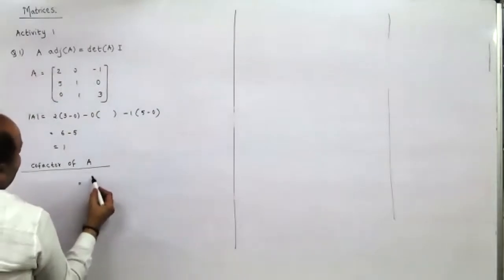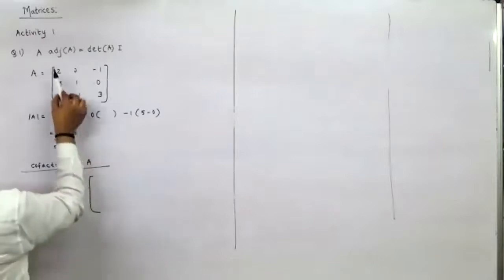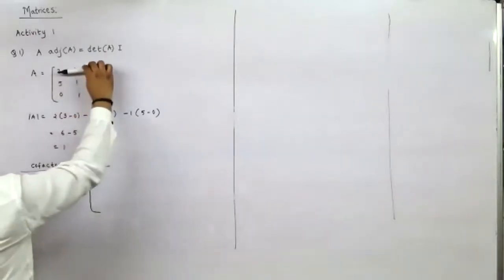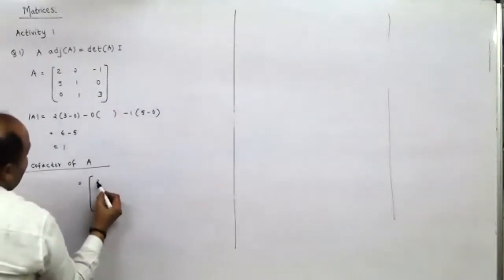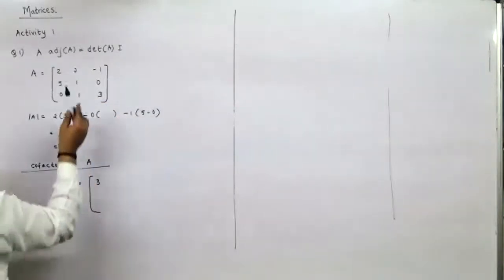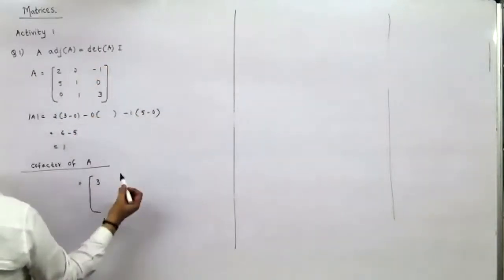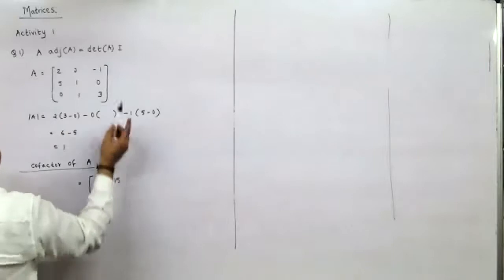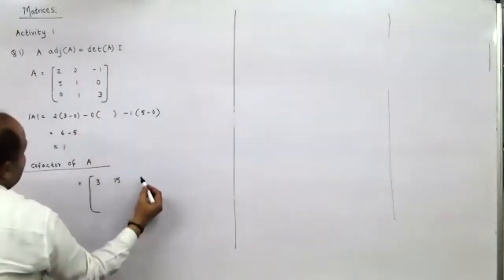So you would get here, this is cofactor. Here you would be covering first column and first row. You would be left with 1, 3, 0 and 1. So it would be 3. Then next, you cover the first row and the second column. You will get 15 minus 0. Next, you cover the first row and the third column. You will get 5 minus 0. That is 5.